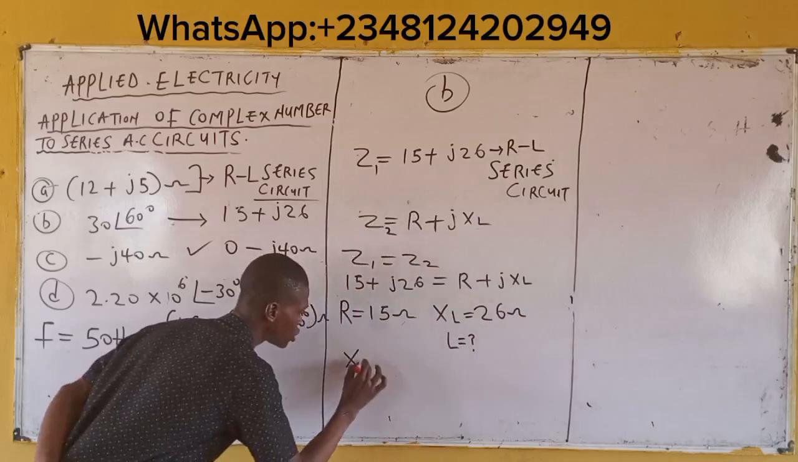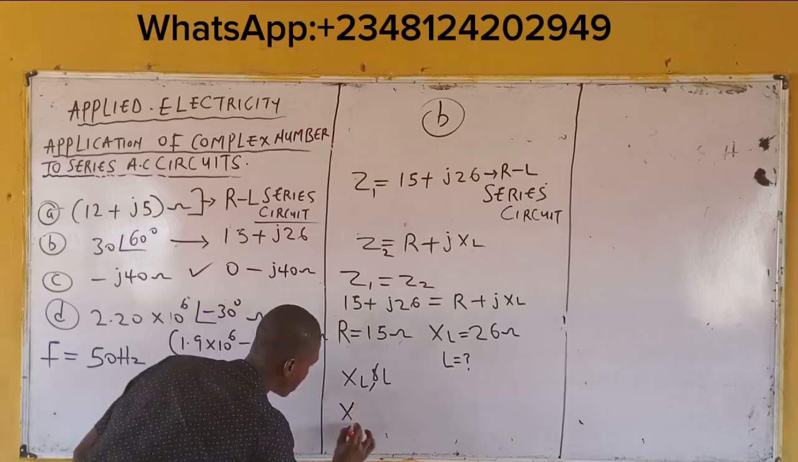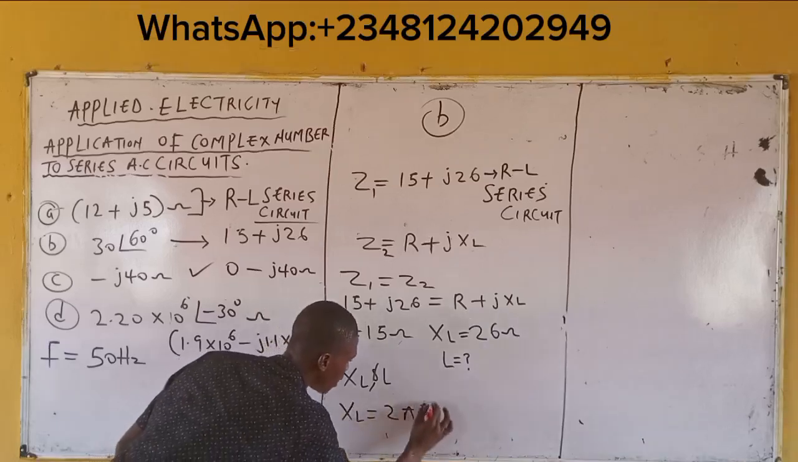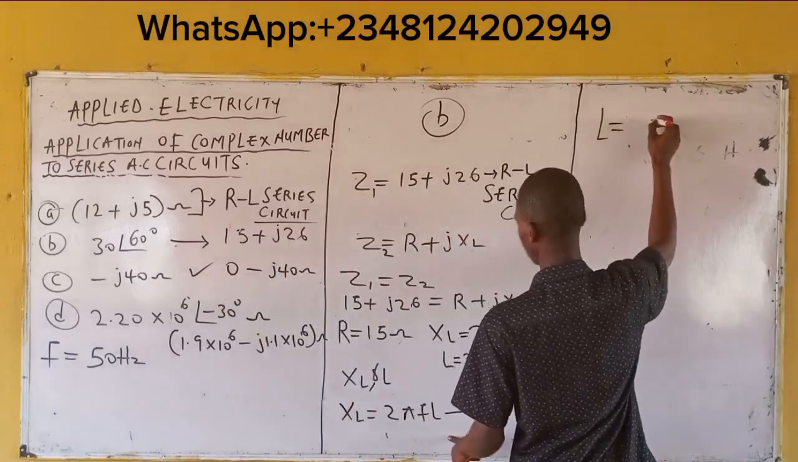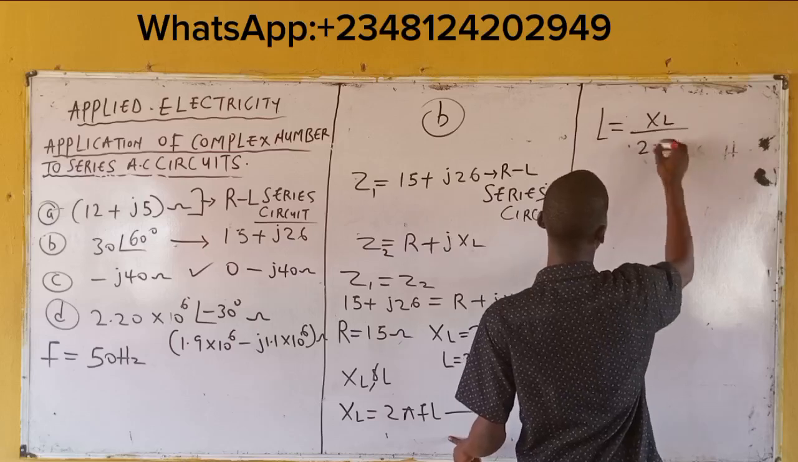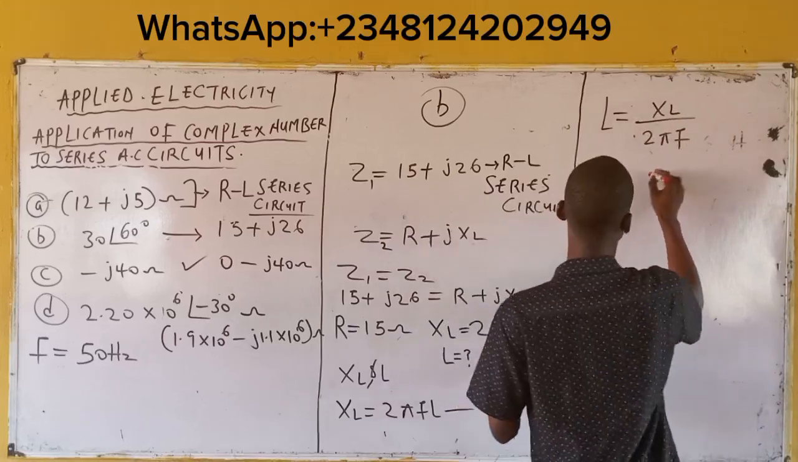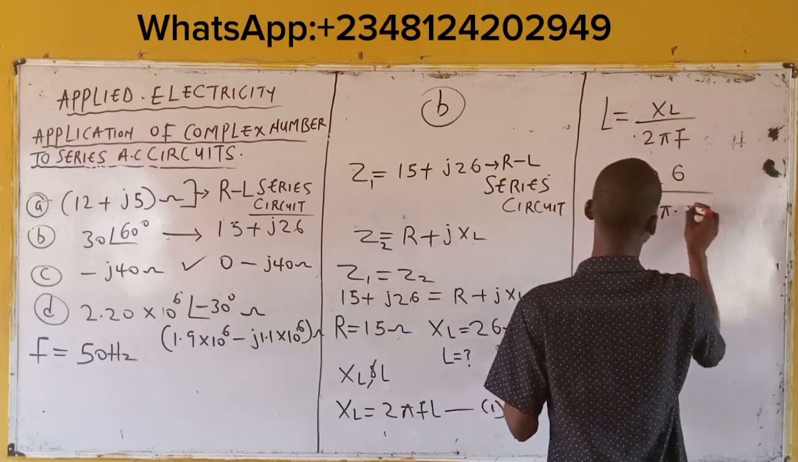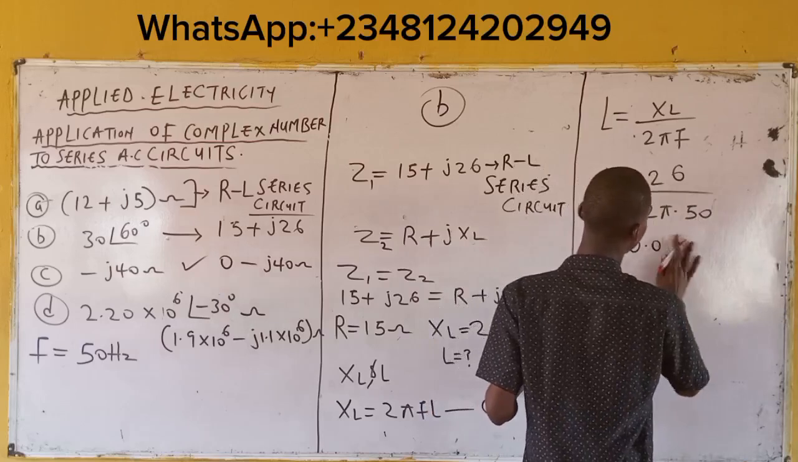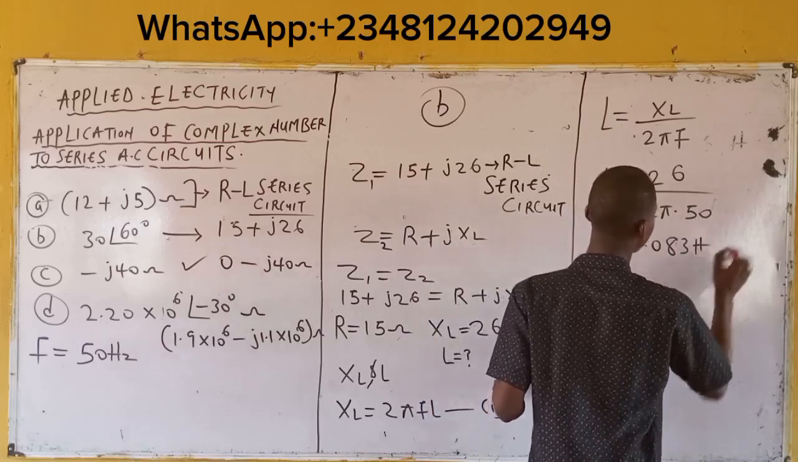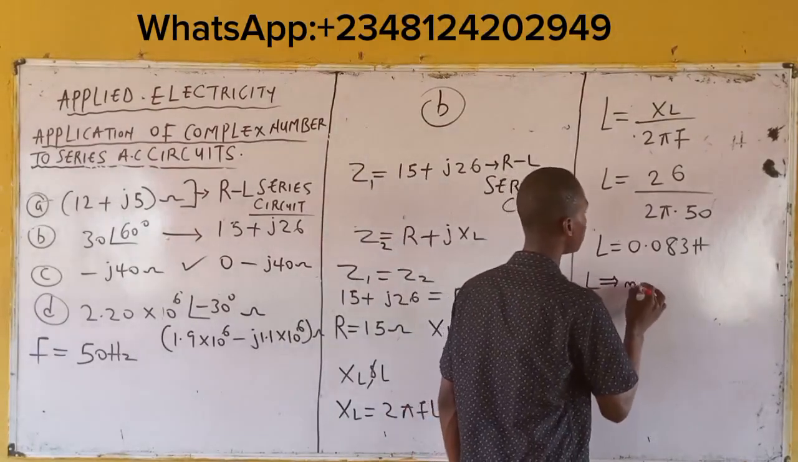Now, how do we get L? There's a relationship between XL and L: XL is equal to 2 pi FL. Call this equation 1. From equation 1, make L the subject of the formula. L becomes XL over 2 pi F. Substitute: L is equal to XL divided by 2 pi times 50. The answer is L equal to 0.0883 Henry.